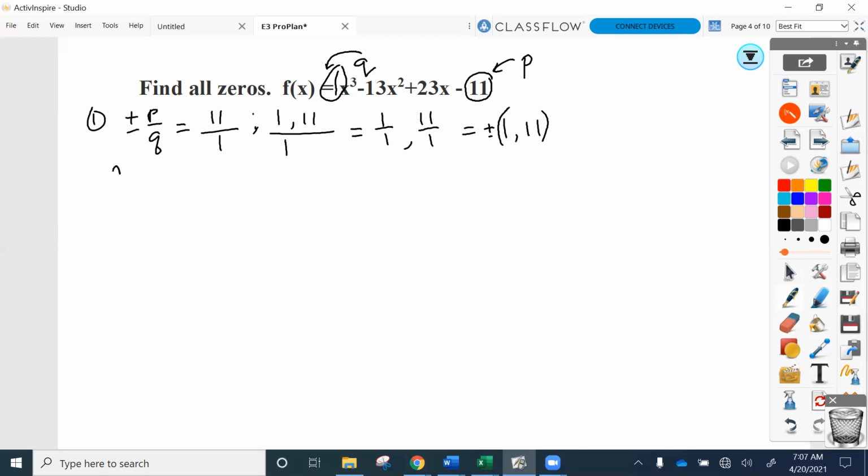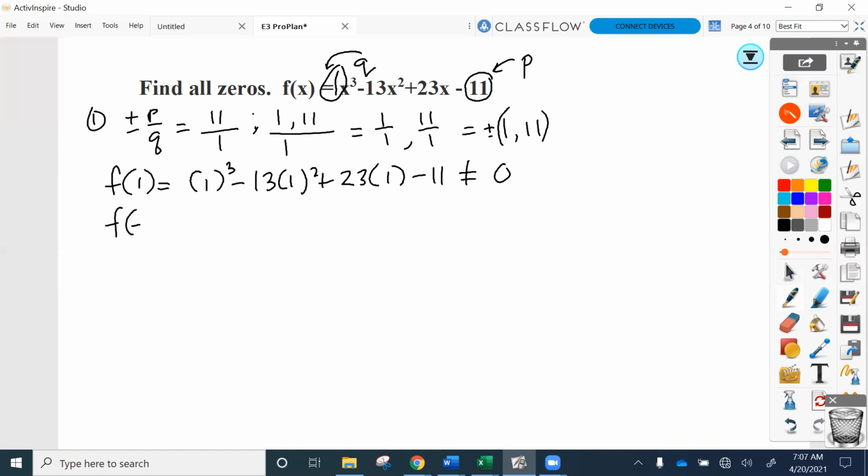So let's try a couple numbers. If we did f of 1, we'd get 1 cubed minus 13 times 1 squared plus 23 times 1 minus 11. If you calculated all that out, this would not equal 0. So we can say that positive 1 is not a 0. Let's try negative 1. Turns out that's also not equal to 0.